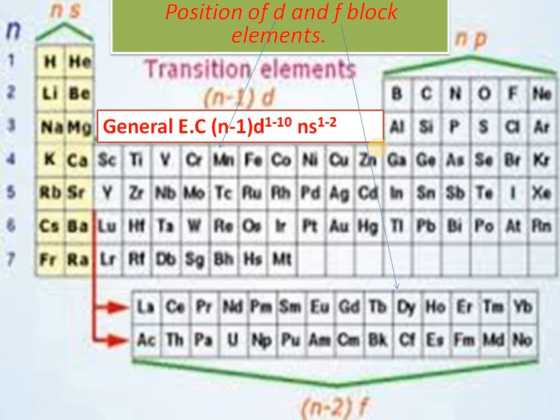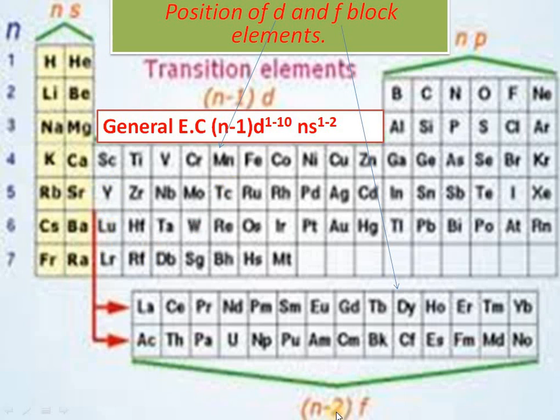Now here the general electronic configuration is such because the electron is filled in the n-1 d subshell. ns means the outermost shell, and n-1 means one less. If it is 4s, it would be 3d. If it is 5s, it would be 4d, and if it is 6s, it would be 5d. And if it is 7s, it would be 6d. So the filling of the d subshell takes place, starting from 3d, 4d, 5d, 6d. This is the way the filling takes place.